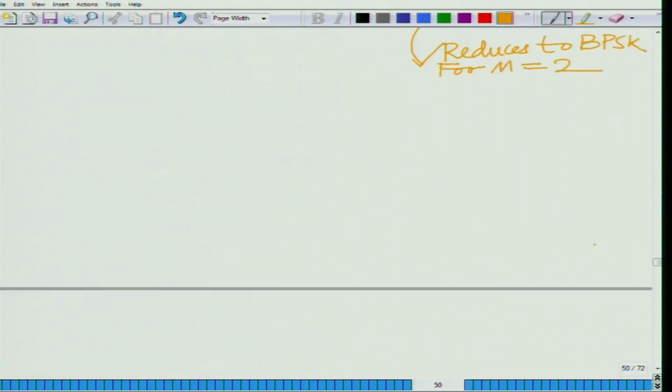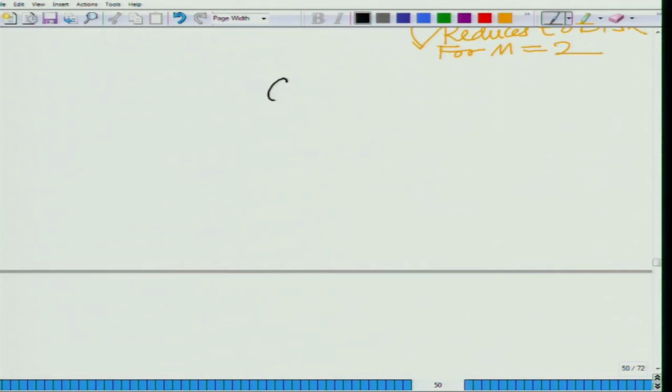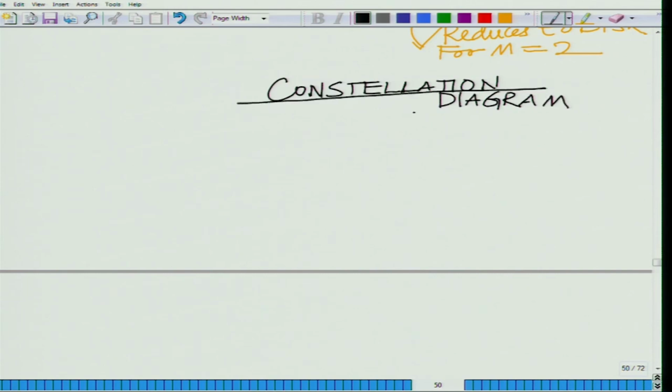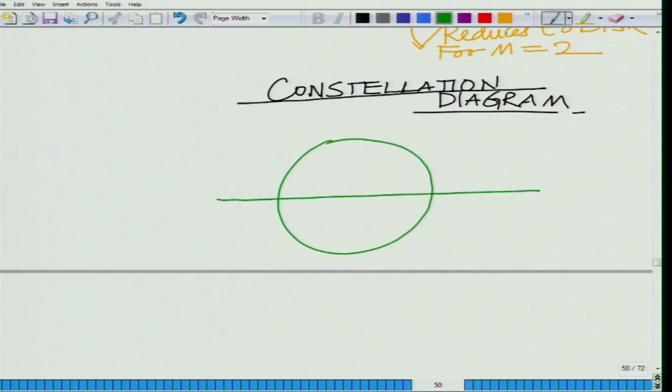Now, let us look at the constellation diagram. As I have said, we are taking a phase of 2 pi. Remember, a phase of 2 pi corresponds to 360 degrees. So you can represent it using a circle.